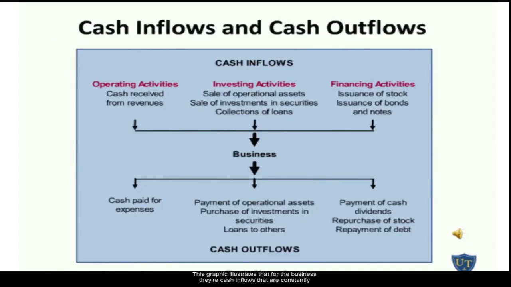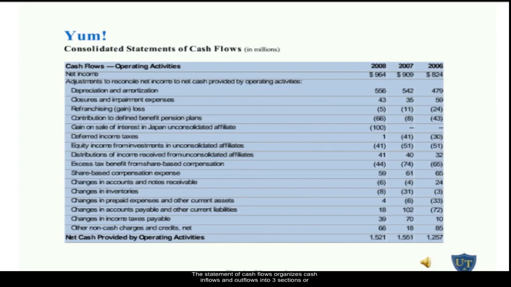This graphic illustrates that for the business, there are cash inflows that are constantly coming into the business. We'll categorize those inflows and the outflows in three categories: operating, investing, and financing. Each of those categories results in cash going into the business and cash going out of the business. A statement of cash flows organizes cash inflows and outflows into three sections or categories. Those are operating activities, investing activities, and financing activities.